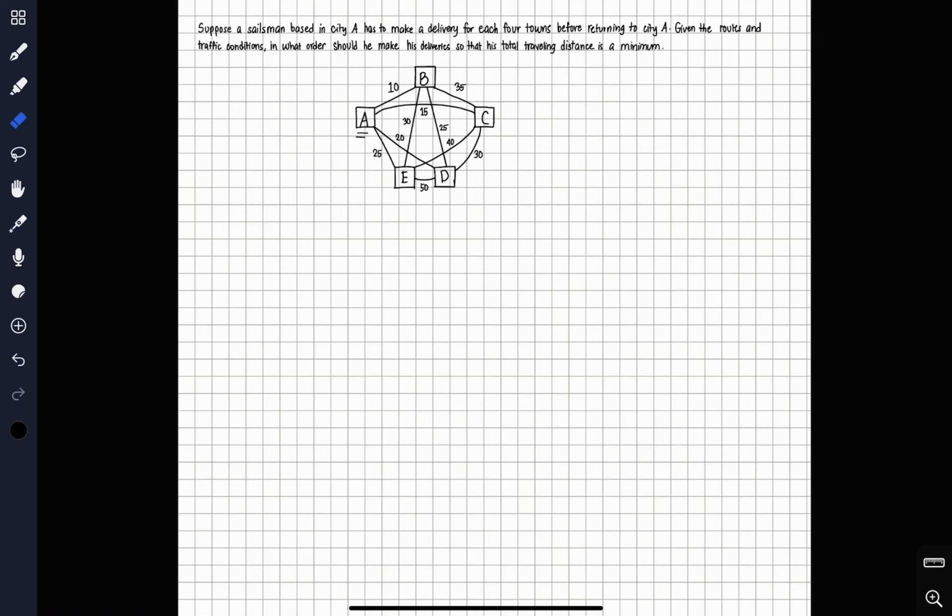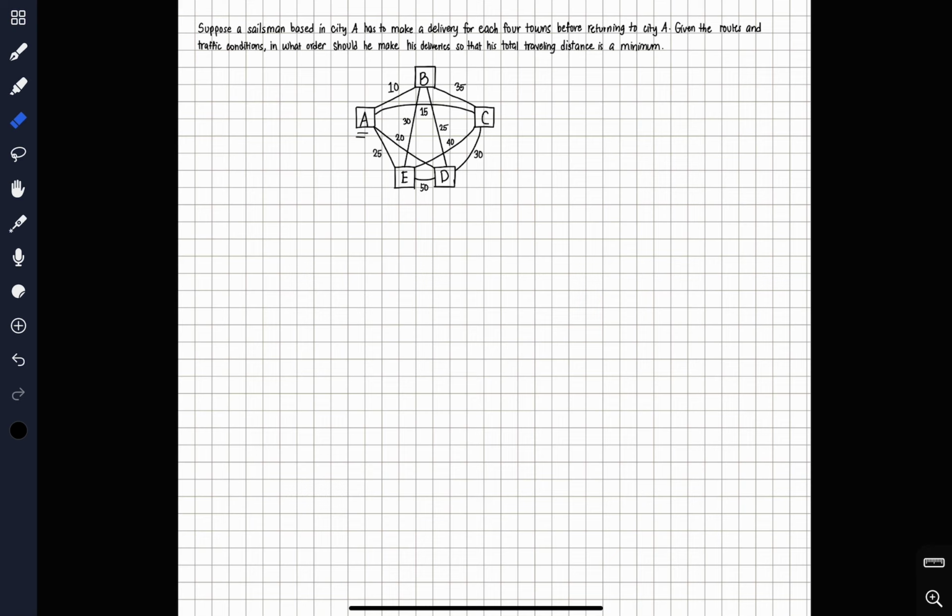I'm Robin, and for today, we're gonna answer a sample shortest path problem, particularly the concept of the traveling salesman problem. Suppose a salesman based in City A has to make a delivery for each of four towns before returning to City A. Given the routes and traffic conditions, in what order should he make his delivery so that his total traveling distance is a minimum?